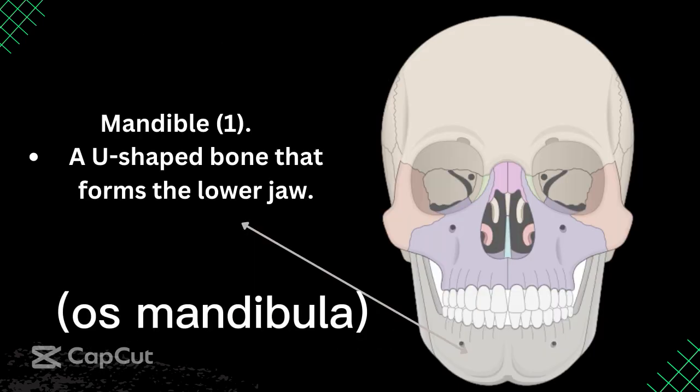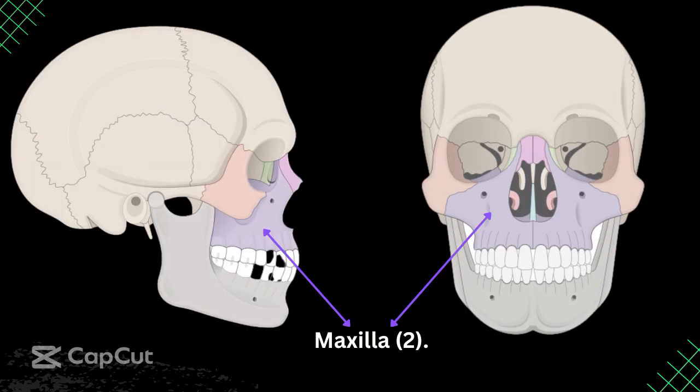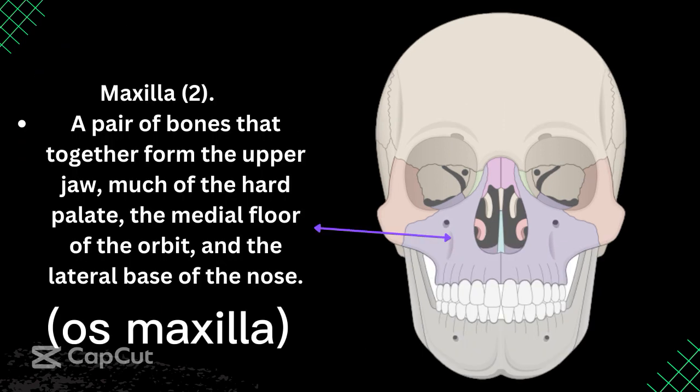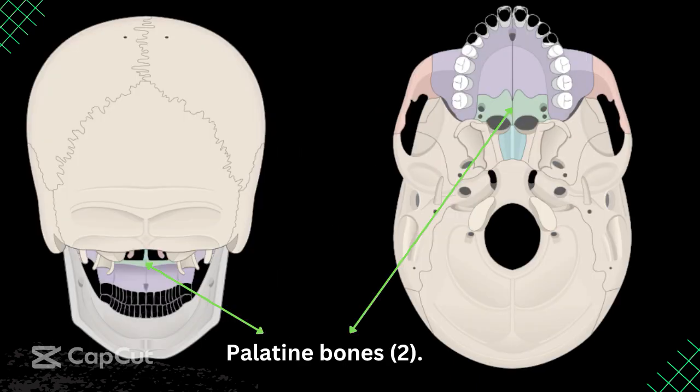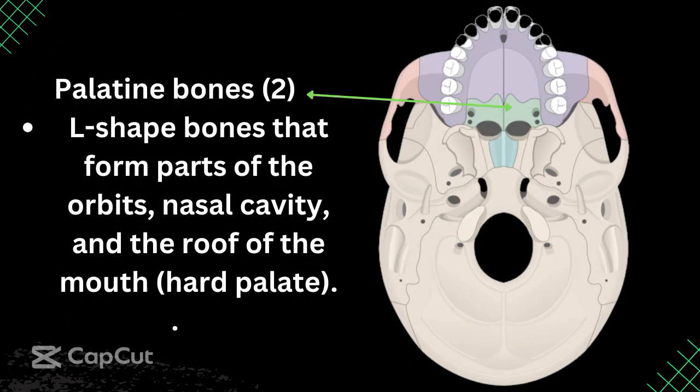Mandible. A U-shaped bone that forms the lower jaw. Maxilla. A pair of bones that together form the upper jaw, much of the hard palate, the medial floor of the orbit, and the lateral base of the nose. Palatine bones. L-shaped bones that form parts of the orbits, nasal cavity, and the roof of the mouth, hard palate.